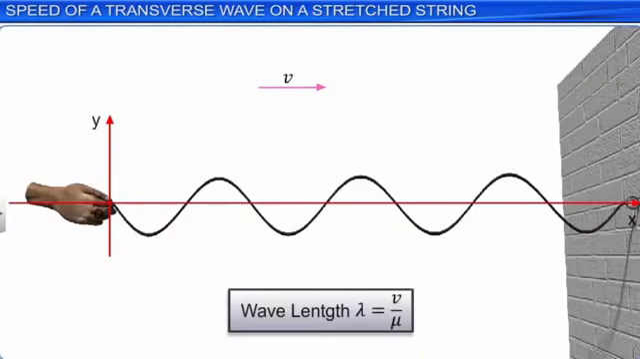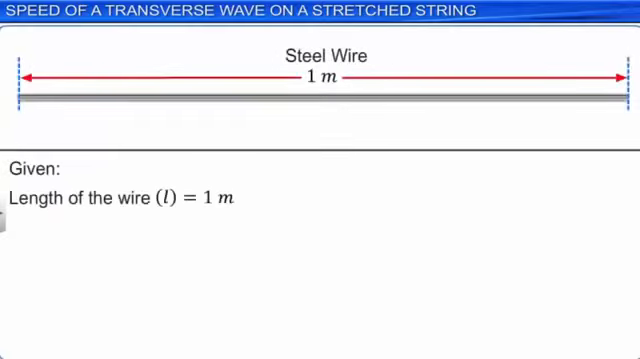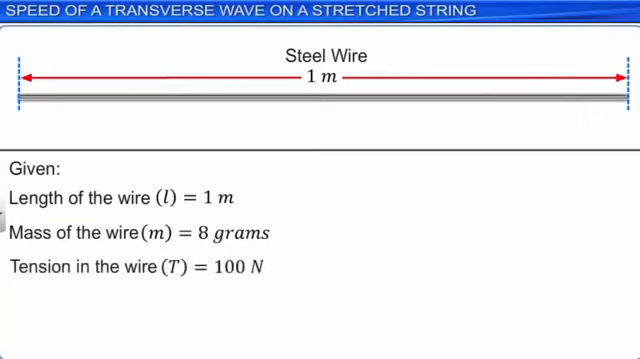A steel wire 1 meter long has a mass of 8 grams. If the wire is under a tension of 100 newton, what is the speed of the transverse waves on the wire? Mass per unit length mu is expressed as 8 into 10 raised to the power minus 3 divided by 1 kilogram per meter.